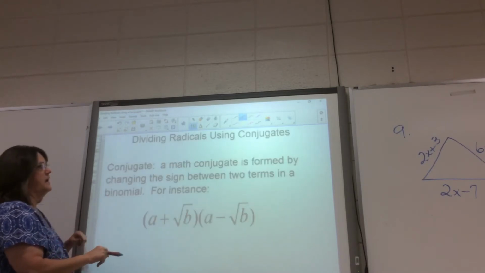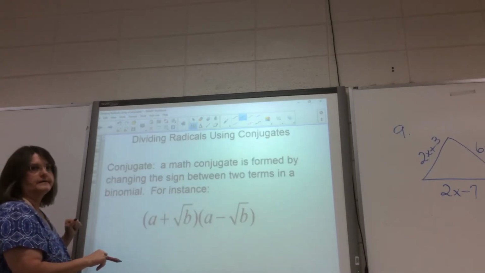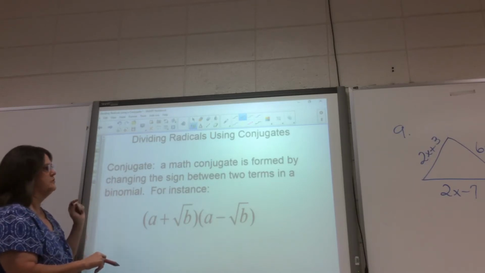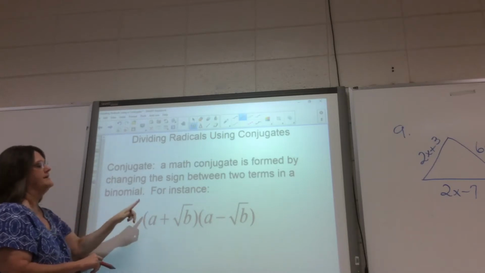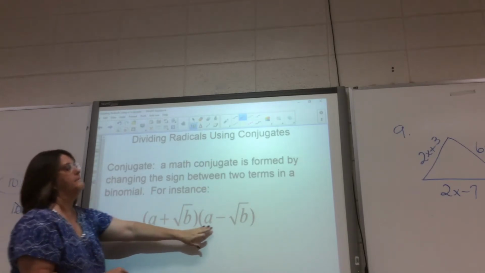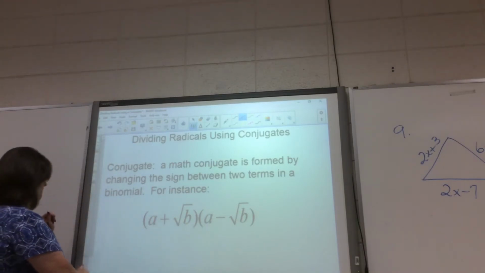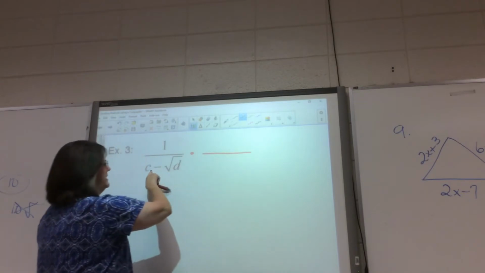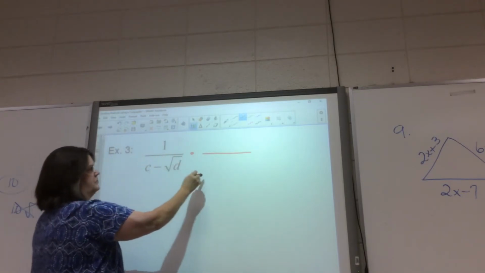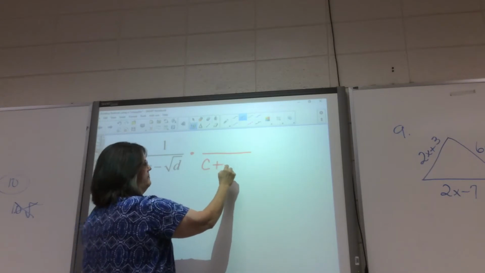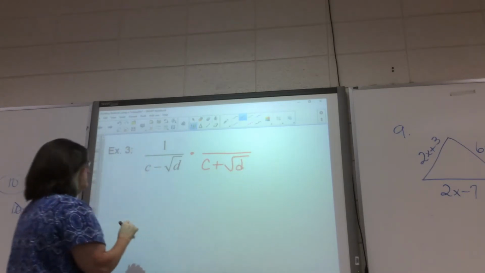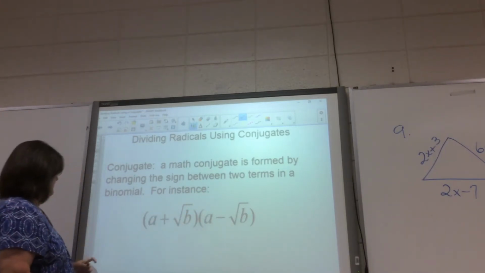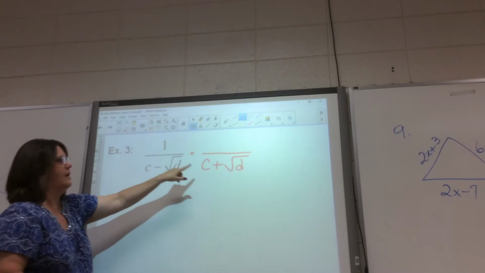All right, sometimes we have what we call a conjugate. A conjugate, a math conjugate, is formed by changing the sign between the two terms in a binomial. For instance, a plus the square root of b and a minus the square root of b. Okay, so in order to get this out of the denominator, I want to multiply by c plus the square root of d. Because if you'll remember, back over here, these are conjugates of one another. So a plus and a minus. So if I have a minus, I want to do plus.